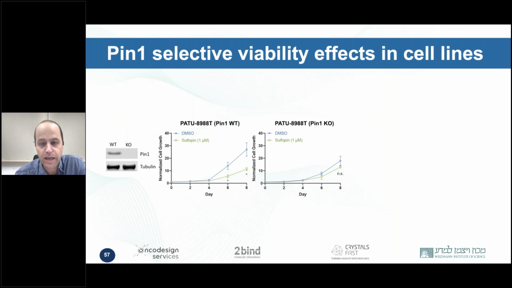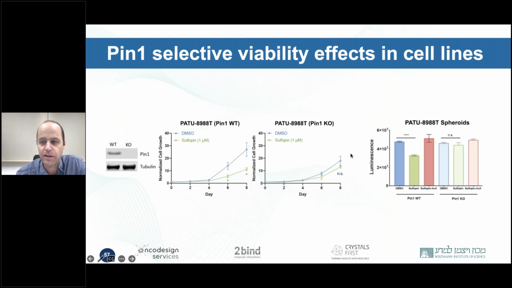We showed that it slows down the cell cycle. So after 8 days, you see a really significant difference in growth. Where if you knock out PIN1, the cells grow slower, but now adding sulfopin has no significant effect. So this is an on-target effect, and we have the exact same phenotype in spheroids. So in 3D culture, rather than 2D culture, sulfopin has this effect. The non-covalent control shows nothing, and in the knockout cells, we see no effect.